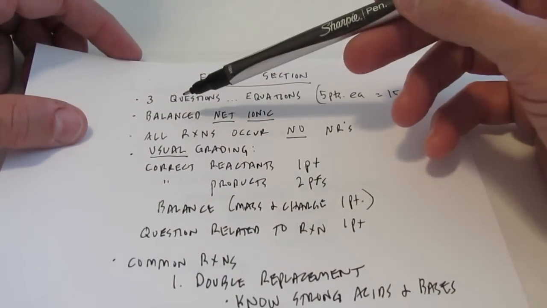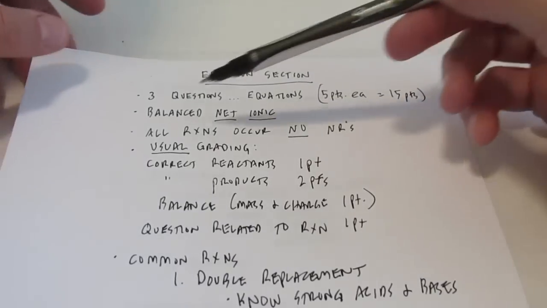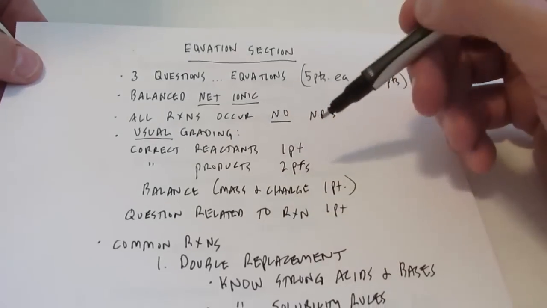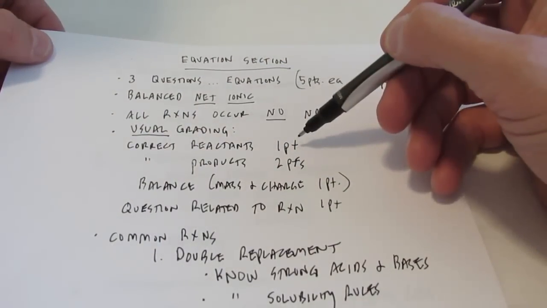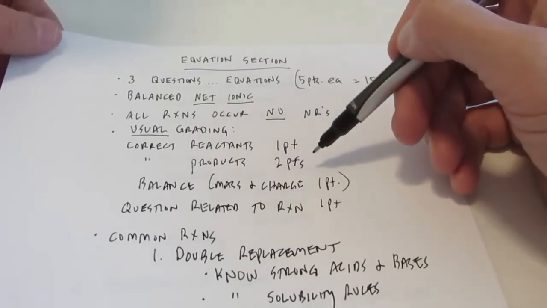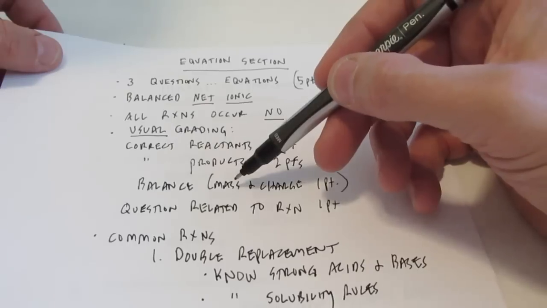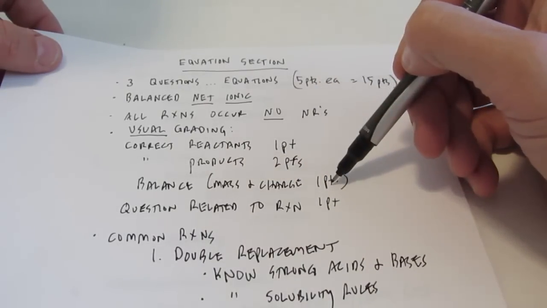Now remember, these all need to be balanced, and they need to be in their net ionic form. All reactions occur. There are no "no reaction" answers. And the usual grading is as follows. If your reactants are correct, that's 1 point. If your products are correct, that's usually 2 points. And then if you balance the equation, both the mass and the charge, that's another point. So here's 4 points for writing the correct equation.